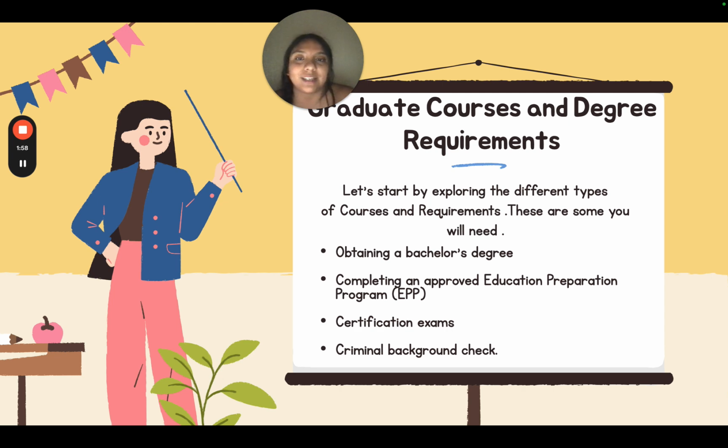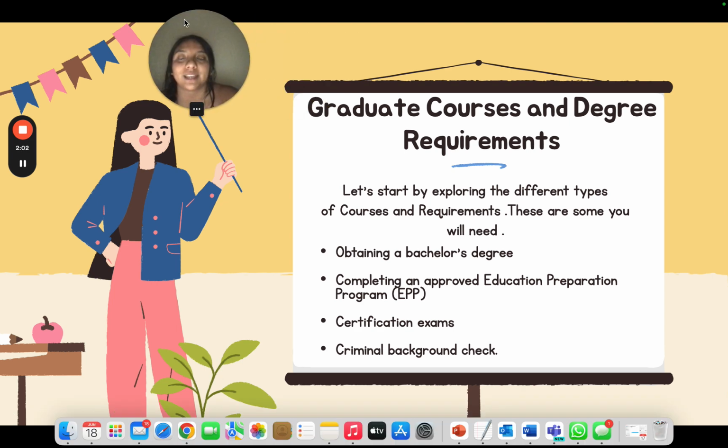We went ahead and entitled that graduate courses and degree requirements that you would need. Now, let's start by exploring the different types of courses and requirements. These are some you would need. Obtaining a bachelor's degree, completing an approved educational preparation program, also known as EPP, certification exams, and criminal background.